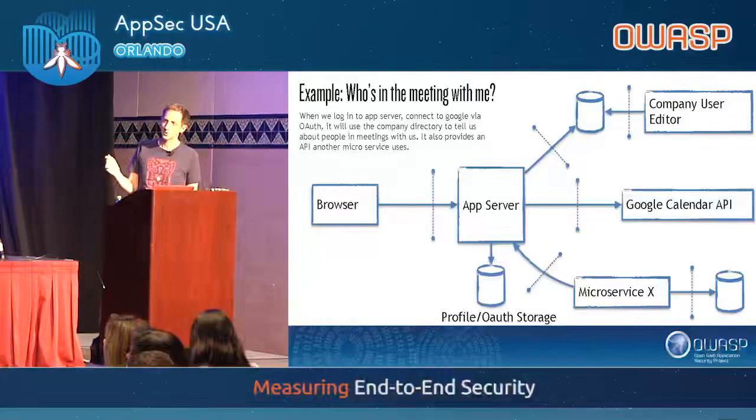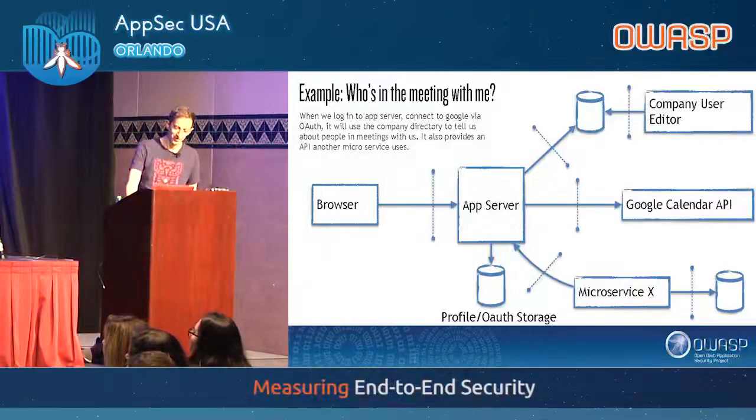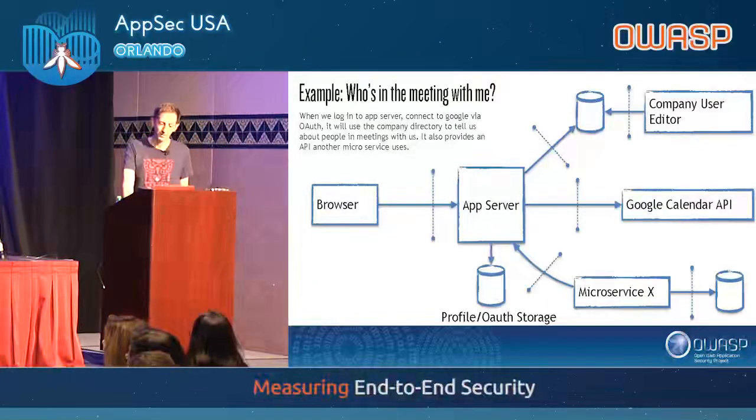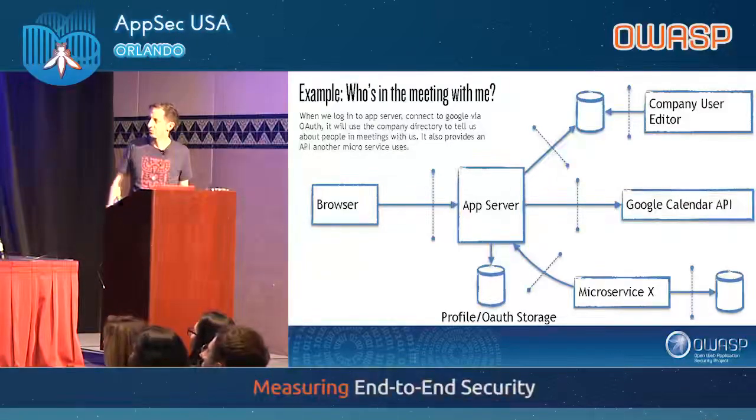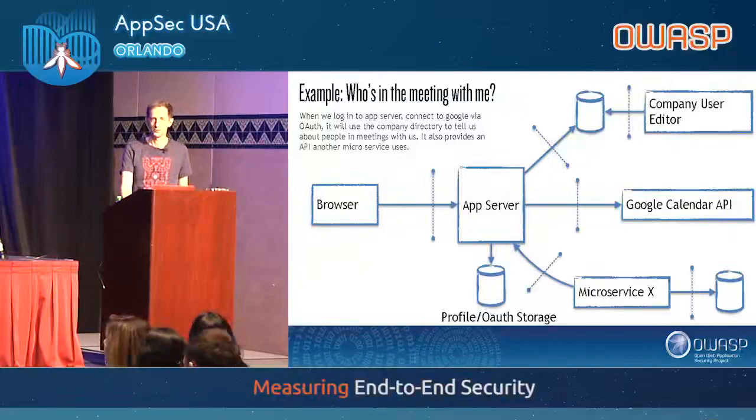Then you're going to cross-reference that with the company directory, which is just direct database access because you have really bad security. And you'll store that OAuth token and some profile information in a database for that application. There's also this microservice down at the bottom, which does some automated querying and says, here are the people you're going to be in the meeting with today.